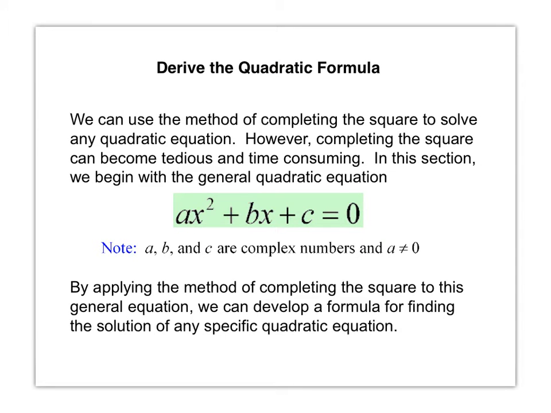We can use the method of completing the square to solve any quadratic equation. However, completing the square can become tedious and time-consuming. In this section, we begin with the general quadratic equation, ax squared plus bx plus c equals 0. Note that a, b, and c are complex numbers and a does not equal 0. By applying the method of completing the square to this general equation, we can develop a formula for finding the solution of any specific quadratic equation.